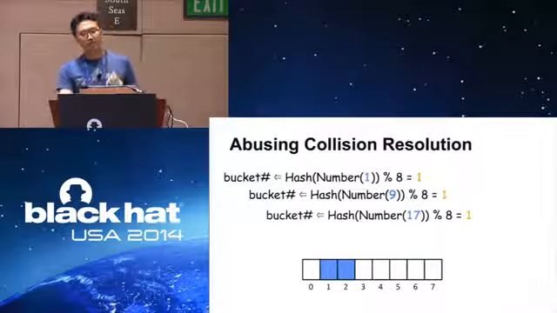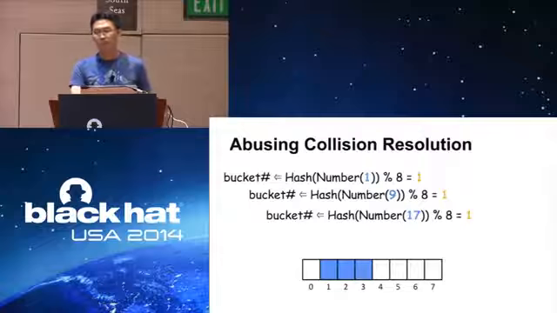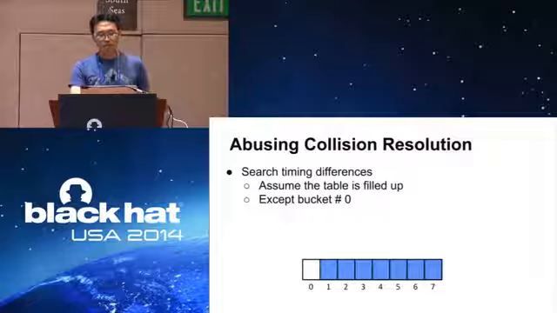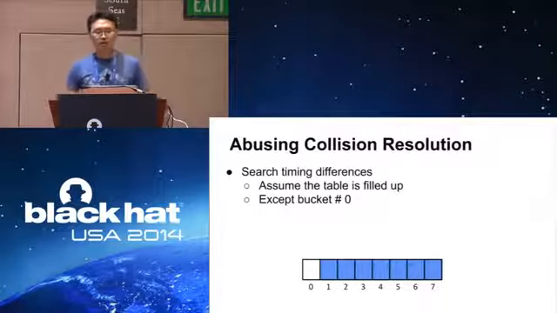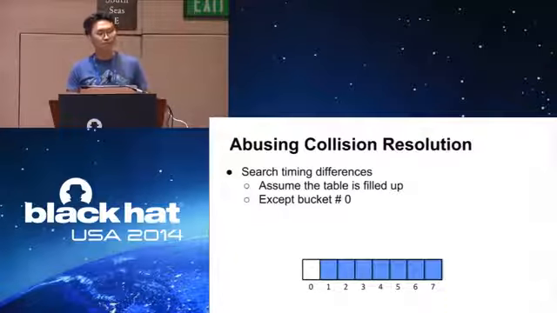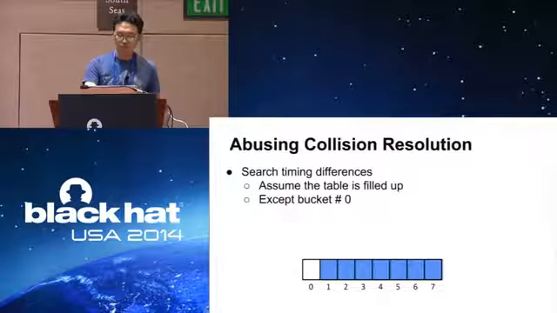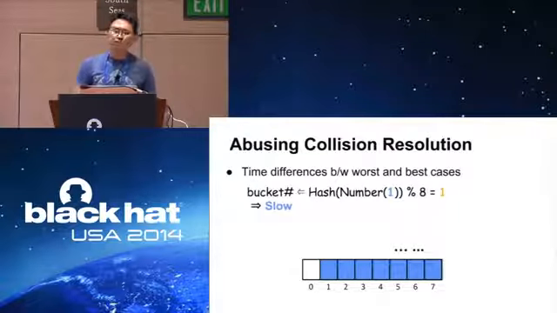And then if you try to insert the number 17 object, and you take the mod 8, the number is still 1, so it will fill up bucket number 3. So how we are actually going to attack is by searching for the timing differences. Let me assume that the table is filled up already, except bucket number 0. So what we can do is some binary testing.